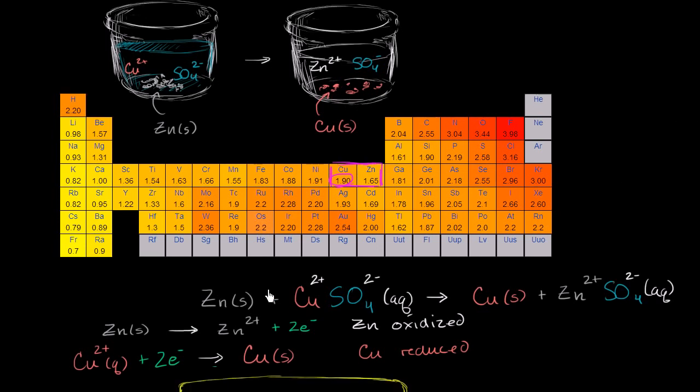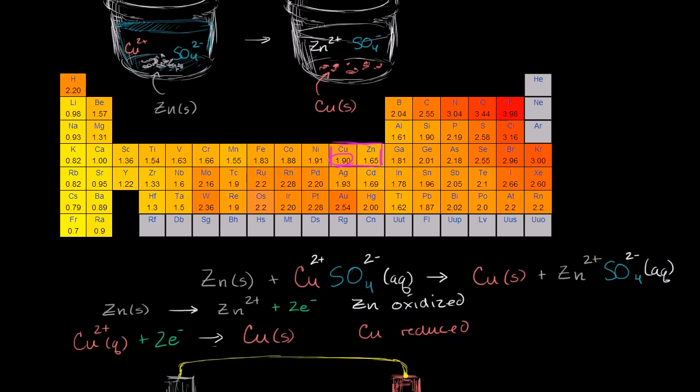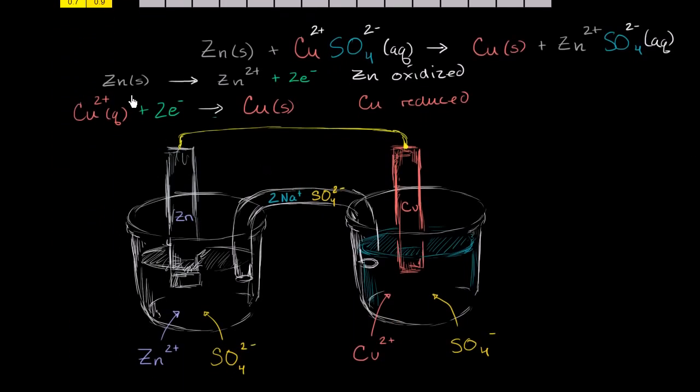And we saw the reaction right over here: solid zinc plus copper sulfate in solution in water. It's an aqueous solution. You have the solid copper precipitating out, and now it's a solution of zinc sulfate. The zinc has essentially been oxidized. It lost 2 electrons. It went from neutral to positive, and the copper went from positive to neutral.